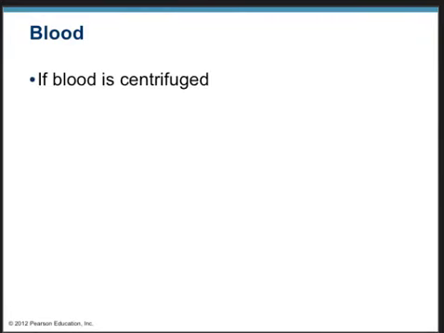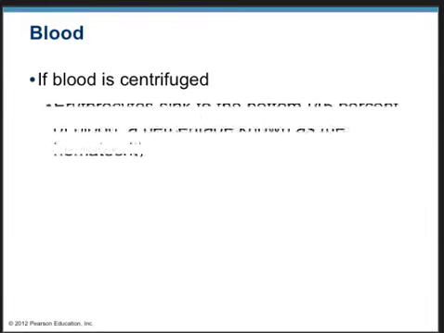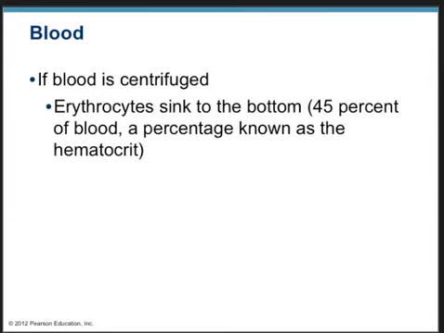Now, if we were to take whole blood, collect a sample from you and centrifuge it, what we would find after we spun it is that the denser components of the blood would sink to the bottom and form a packed layer of red cells, and this would represent something that we call the hematocrit. It's the percentage of your whole blood volume that's represented by your erythrocytes. On average, that's about 45% of your blood volume.